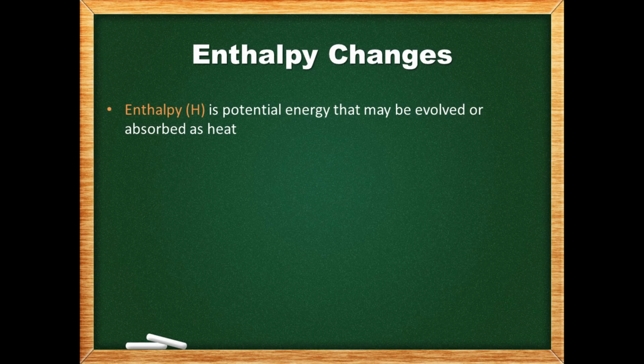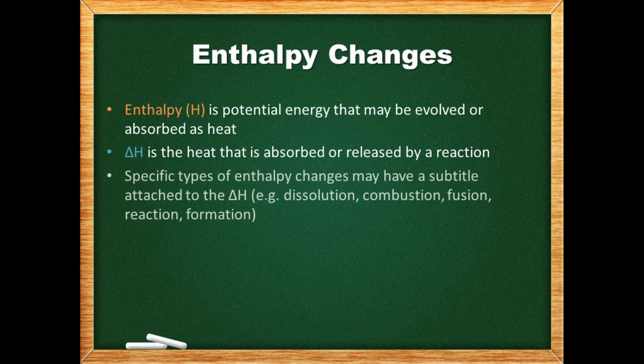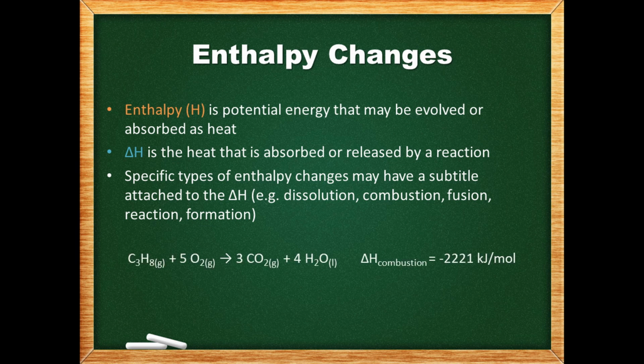Enthalpy is potential energy that may be evolved or absorbed as heat. Delta H, also known as an enthalpy change, is the heat that is absorbed or released by a reaction. Specific types of enthalpy changes may have a subtitle attached to the delta H. Shown below is the reaction for the combustion of propane. The delta H value associated with this reaction has the subtitle combustion attached to it.